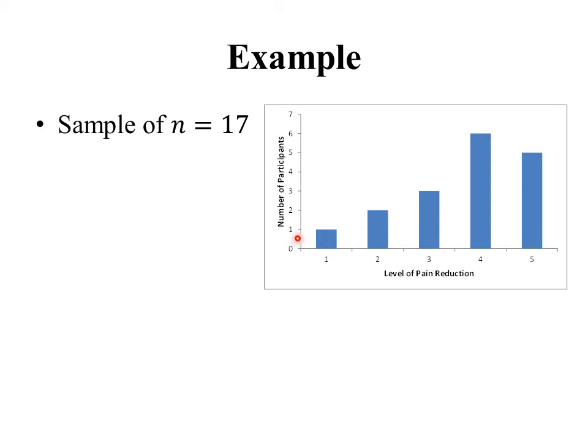So in one patient, they had a level of reduction of 1. So it didn't work very well for them. In 2 patients, they had a reduction of 2. In 3 patients, they had a reduction of 3. In 6 patients, they had a reduction of 4. And in 5 patients, they had a reduction of 5. So there's a histogram of our data.